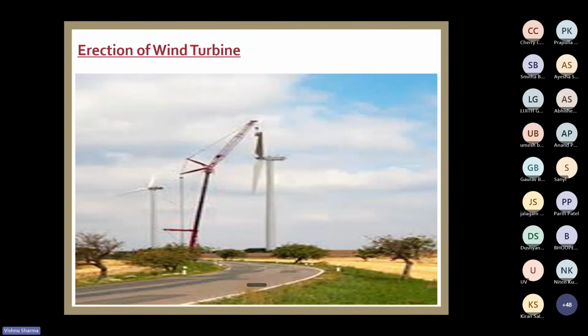So erection of wind turbine is taking place by use of tower cranes. These blades are being erected, and many times accidents take place during this stage, erection of blades, because they are very heavy, very lengthy. This length is sometimes up to 30 meters. So it is a difficult task, very tricky and very specialized job, which is taken up by the experts.